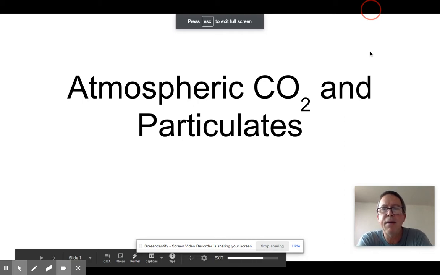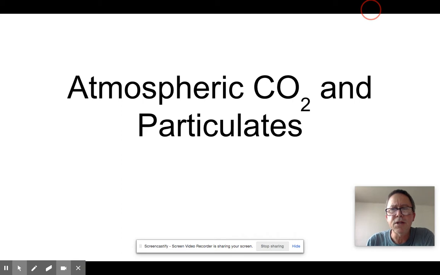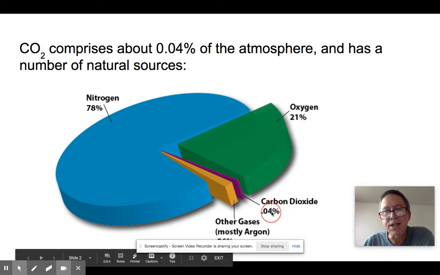Let's talk about atmospheric CO2 and atmospheric pollutants, especially as derived from natural sources. Okay, so let's start with this. When we think about the atmosphere, it's easy to lose sight of what a small fraction of the atmosphere is actually comprised by carbon dioxide. Nitrogen constitutes about 78% of the atmosphere, and this is true from the bottom to the top. Oxygen about 21%, and carbon dioxide, it is just this little tiny amount.